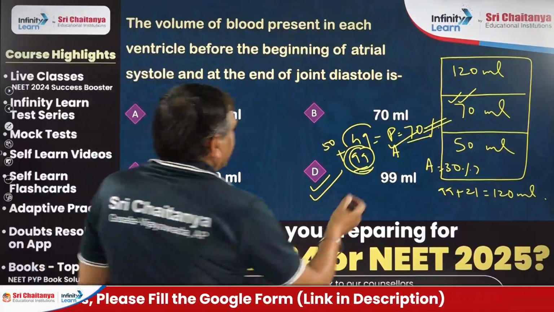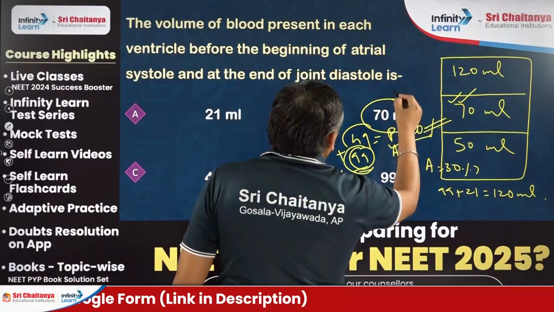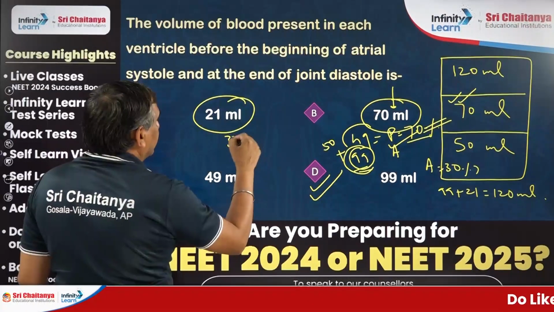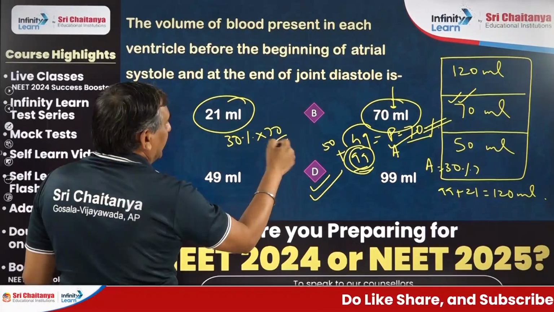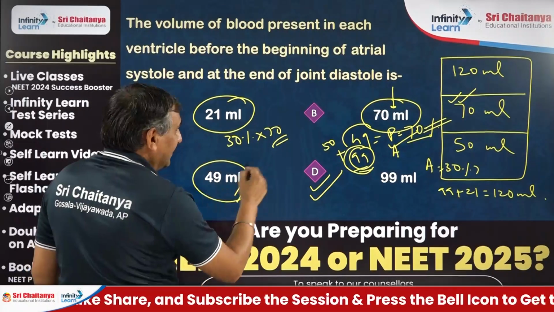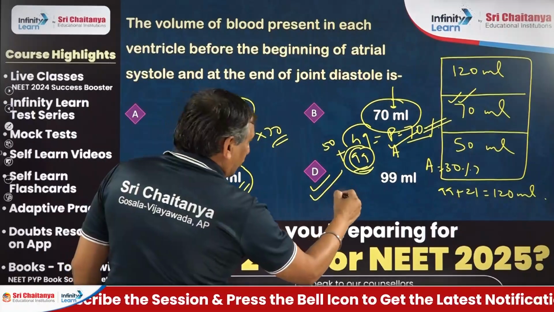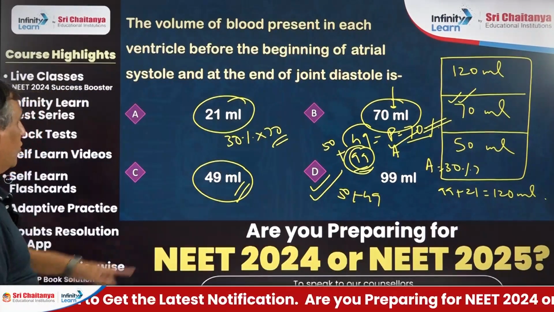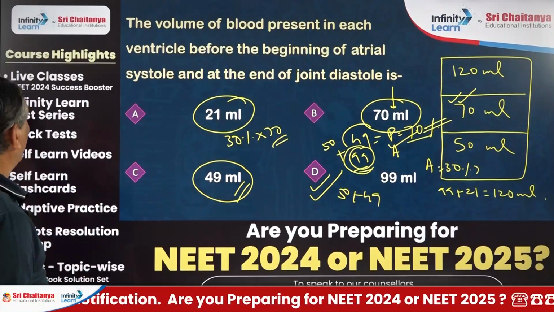See, this one is not at all correct because this is the volume which is needed. This is not at all correct because it is the 30% of the 70 ml. It will come by the atrial systole. This one is not correct because it is added. So what is the total? 50 already there, plus 49, so that is 99. So my answer is 4.